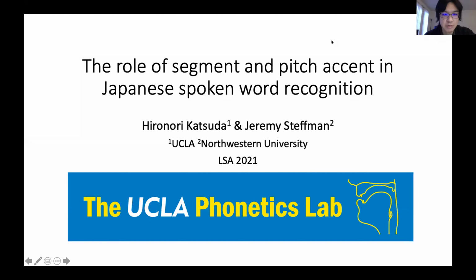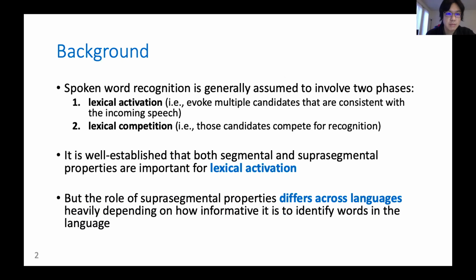Good morning, everyone. The title of our presentation is The Role of Segment and Pitch Accent in Japanese Spoken Word Recognition. Let me start with some background. Spoken word recognition is generally assumed to involve two phases, lexical activation and lexical competition. Lexical activation is a process in which listeners evoke multiple candidates that are consistent with the incoming speech, while in lexical competition, those activated candidates compete for recognition.